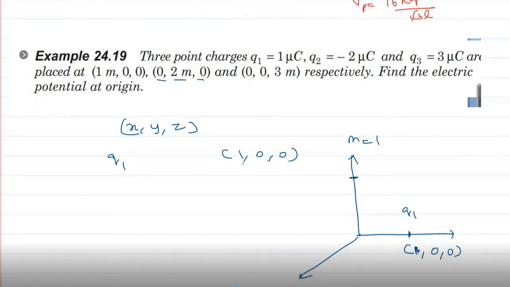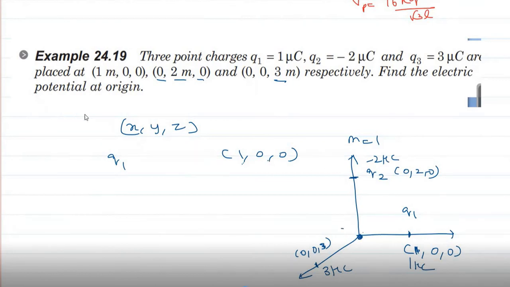That means on the y-axis, Q2 is placed at 0, 2, 0. And the third one is along the z-axis, so here 0, 0. You need not draw the diagram. It is not necessary. Just for understanding the placement, I have shown. Okay, so this is minus 2 microcoulomb. This is 1 microcoulomb. All you need to find out is the electric potential at the origin.